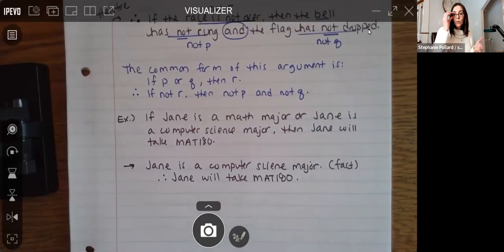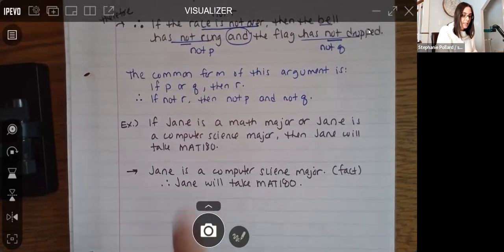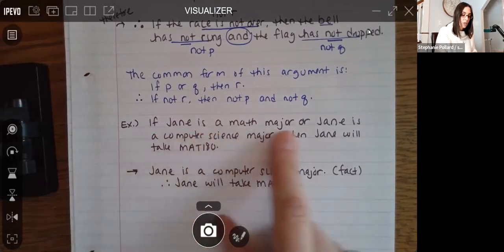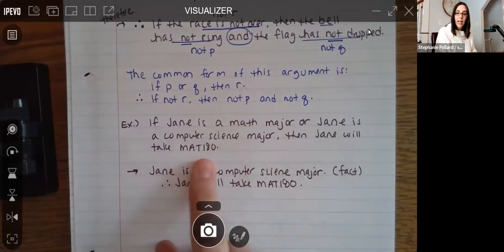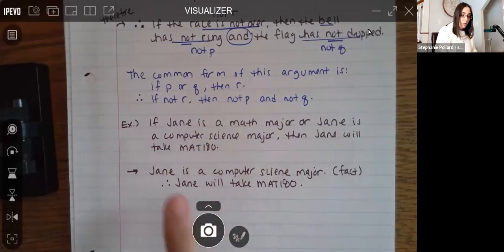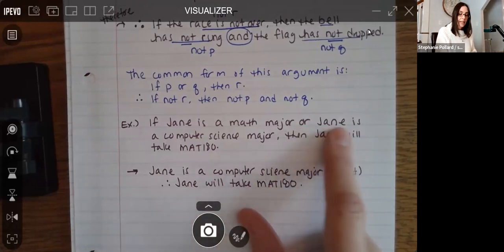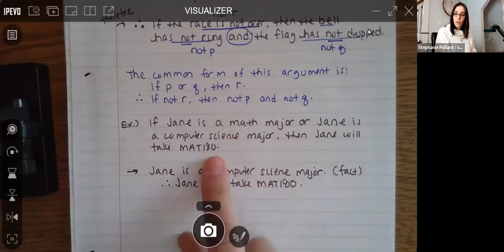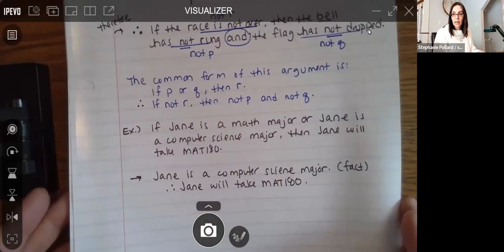We can also use the conclusion idea here. For instance, if I have a statement such as, if Jane is a math major or Jane is a computer science major, then Jane will take MAT 180. Well, if we know that Jane is in fact a computer science major, then we can go right to the conclusion, because this statement has happened, so this must also happen. So therefore, Jane will take MAT 180.